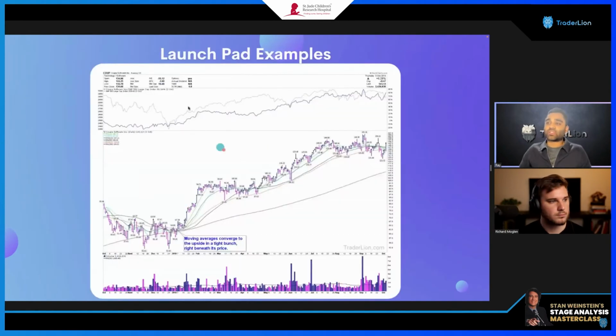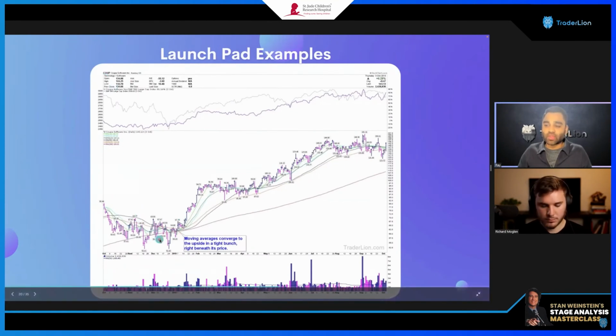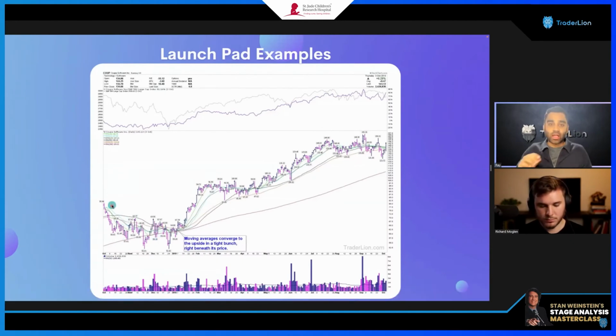So the first example we'll get into right here is Coupa Software, back in 2018, right around the end of 2018, early 2019. I've deliberately not written down the specific criteria for launch pads. I feel that when you do that, a lot of traders tend to think, how do I make this into an indicator, and they really lose the point of what we're trying to teach.